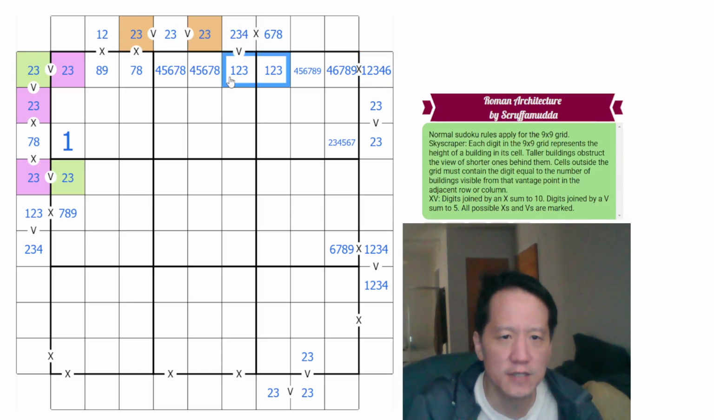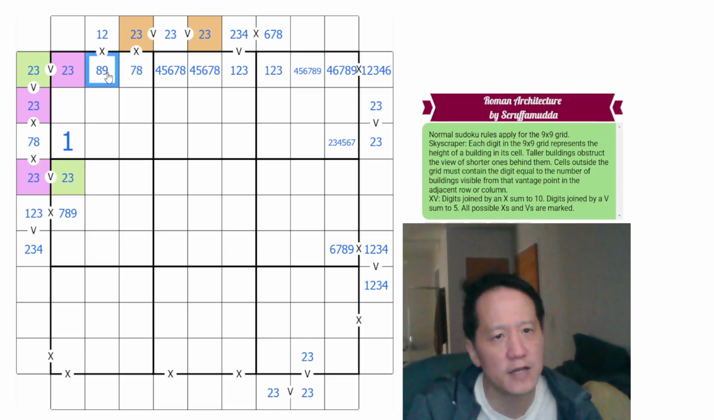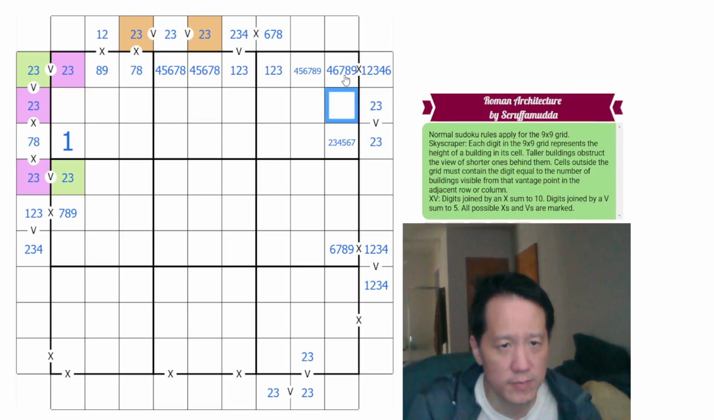Well, it cannot see these two, and it can't see that one. So that's 3 cells that it can't see, but it could be 4, 5, 6, 7, 8, 9. That's possible. This can't be 9 either. None of these can be the 9, which can only be next to a 1 if it's on the edge.